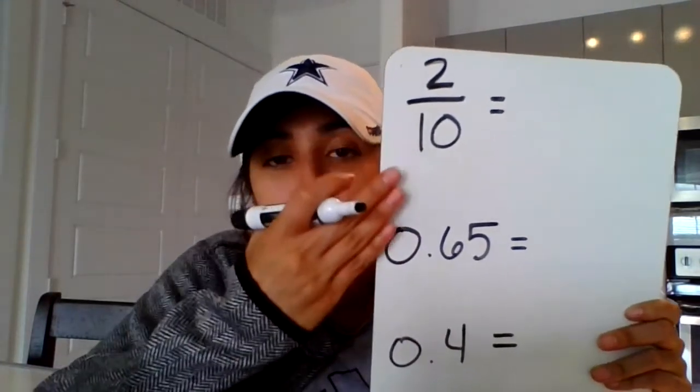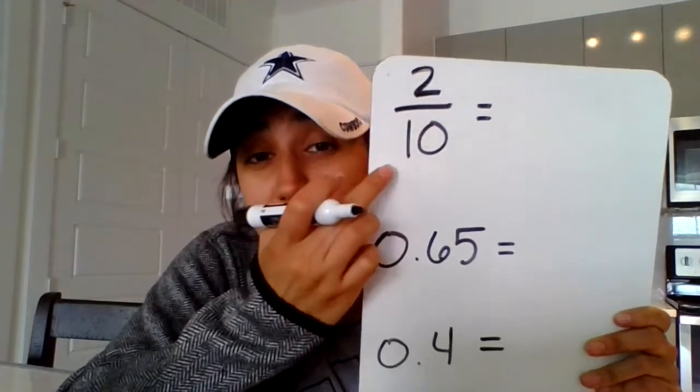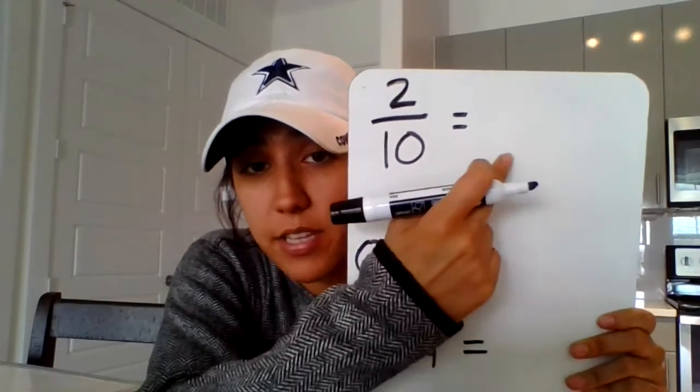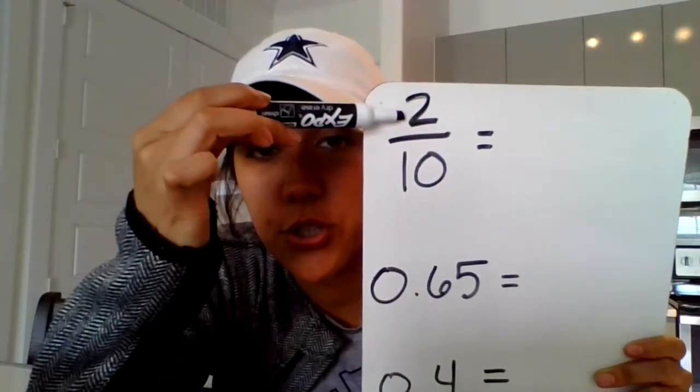The next column, they're wanting us to find the equivalent decimal or the equivalent fractions for the numbers they give us. They gave us 2/10 as a fraction, 0 and 65/100 as a decimal, and 0 and 4/10 as a decimal. So let's start off with the first one. Let's read this fraction, because how we read our fraction should match how the decimal will sound when we read it. Okay? So let's read this fraction. 2/10.